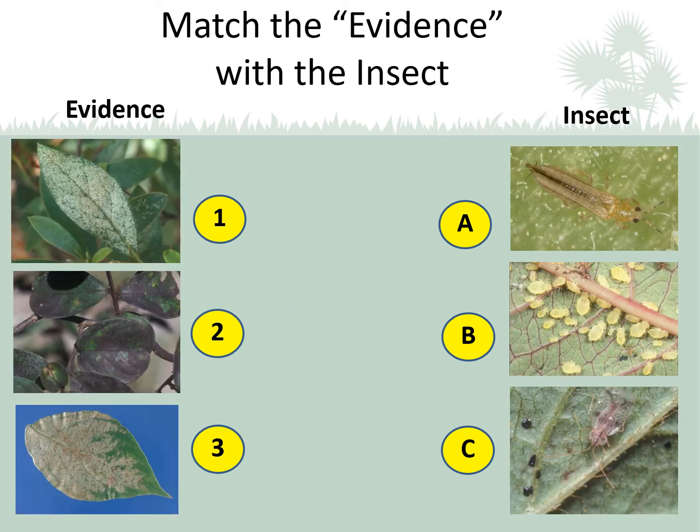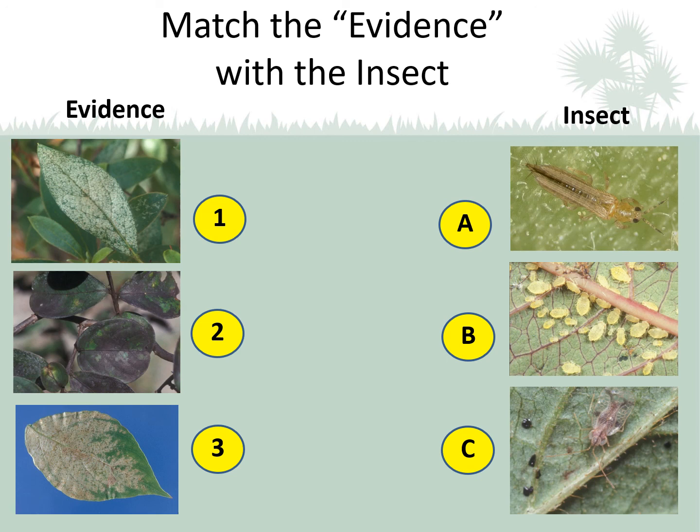Match the evidence with the insect. Well, let's see now. We've got lacebug damage, it looks like, here in the upper left-hand corner. So we're going to probably need to come down here and look at that lacebug in that lower right-hand corner. So I'd say 1 and C look like a good match. And then we see aphids on maybe a viburnum or something. That sooty mold's developing. We know there's got to be a piercing, sucking insect there.